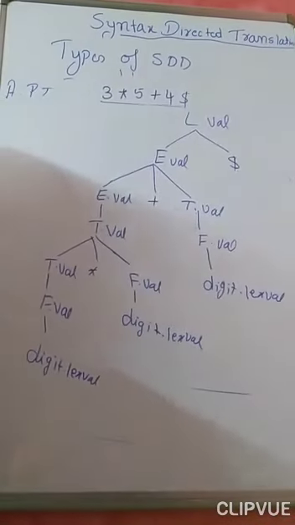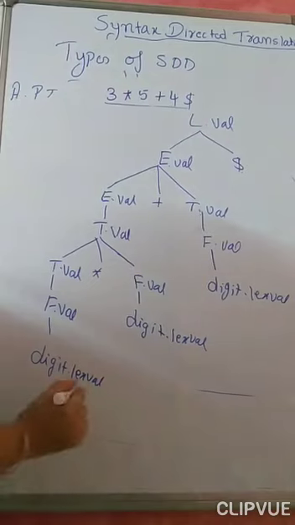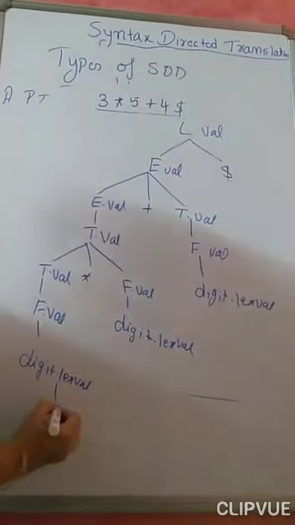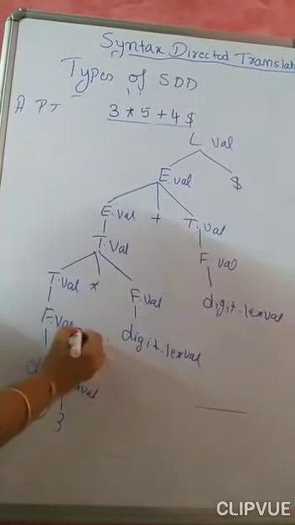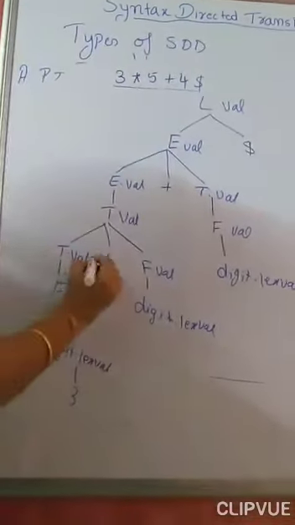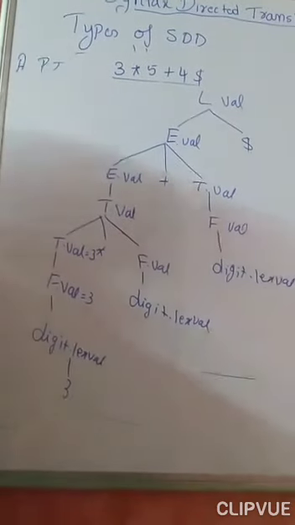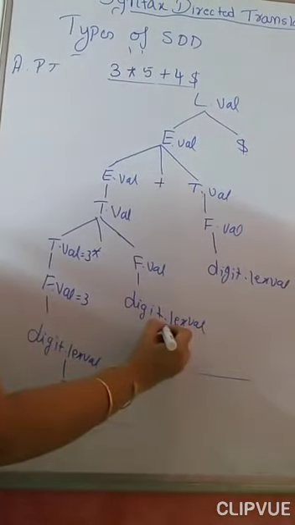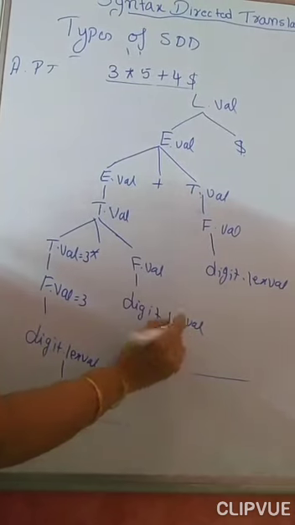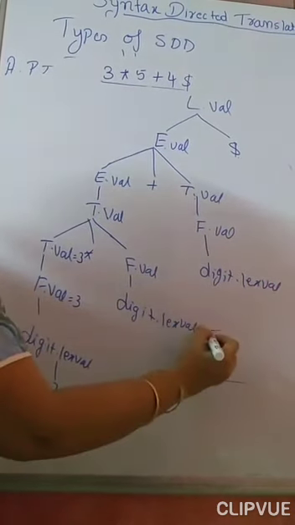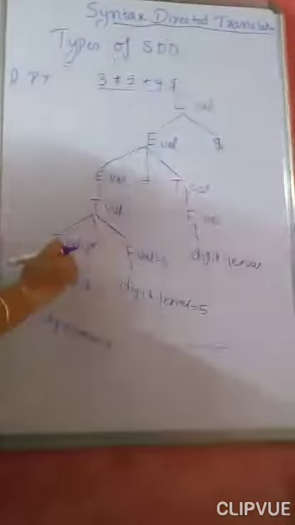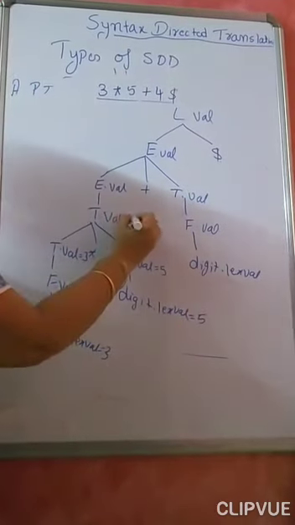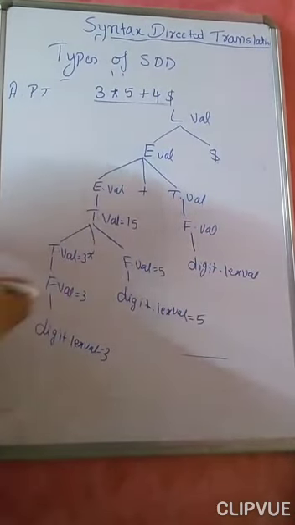Okay. Now, what is this digit dot value? It is nothing but the 3. So now, what is this F dot value? 3. What is this T dot value? 3. Okay. What is this digit dot value? It is 5. F dot value is 5. Now 3 star 5, that is 15. That is T dot value.